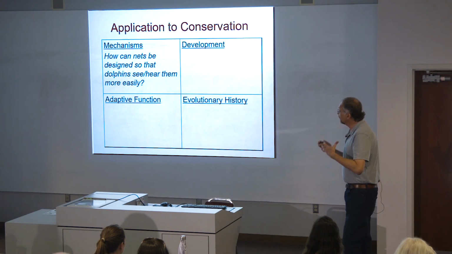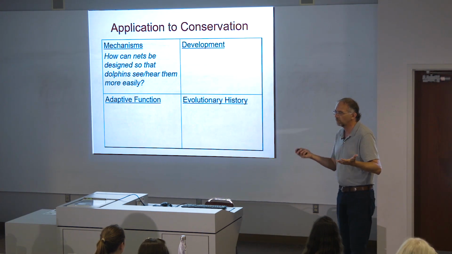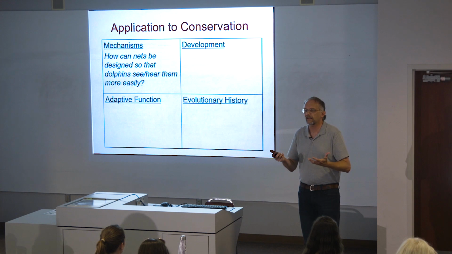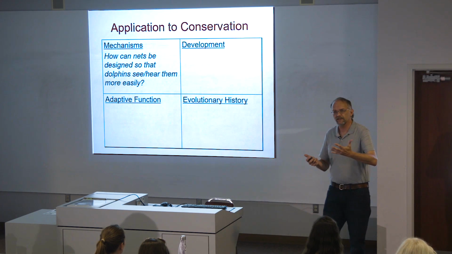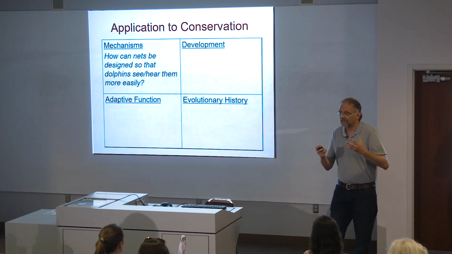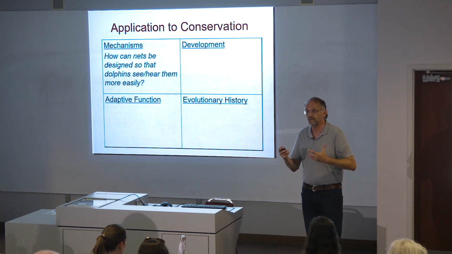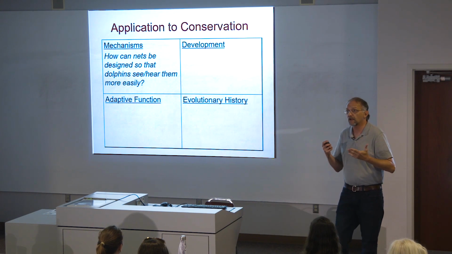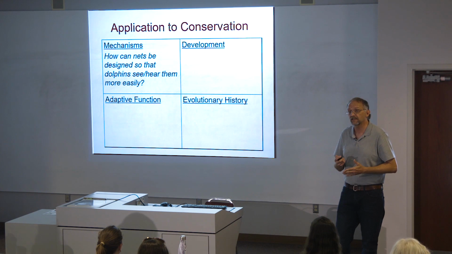We could first look at the mechanisms behind this and try to understand, well, dolphins are smart. How are they ending up in the net? Could it be that they actually don't perceive the net very well, either visually or with their sonar? Is there a way we could change the characteristics of a net to make it sensorily more available to the dolphins so that they don't blunder into the net?